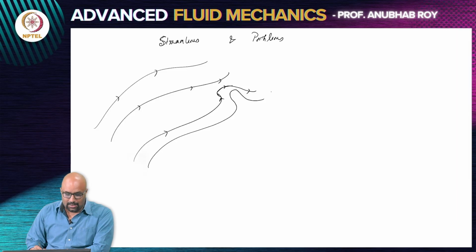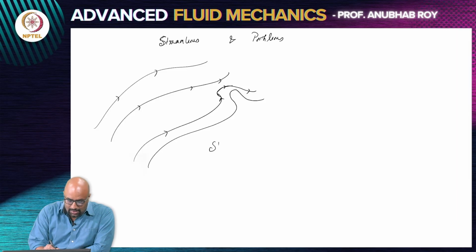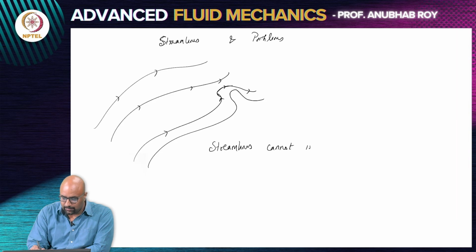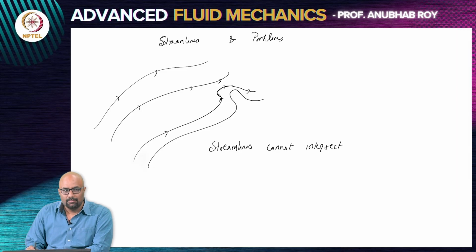And one key idea of streamlines is that, since streamlines are curves on which the tangent gives us the velocity vector, streamlines cannot intersect. If two streamlines were to intersect, then you would have at the point of intersection an indefiniteness regarding what the tangent is.